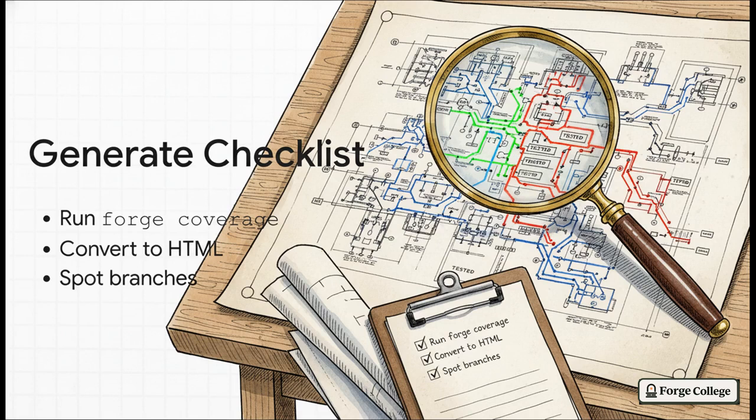Now, raw text files aren't exactly fun to read, so you're going to want to convert that file into an HTML report using tools like genhtml. That gives you a beautiful, visual, line-by-line breakdown of your smart contracts. Red means untested, green means tested. It's awesome because it lets you visually spot unexercised branches, missing access control guards, and untested functions in a matter of seconds.